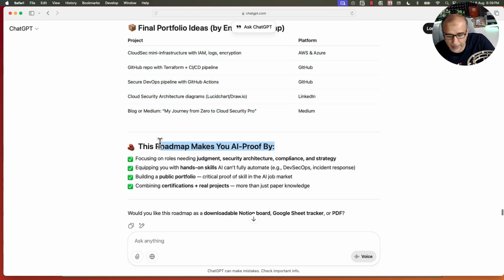And it will make you AI proof. How? By focusing on roles needing judgment: security architecture, compliance, and strategy. The video that I mentioned about AI impact explains very well that if you are at the senior level or on the architect or consultant side, you are safe for the next 7 to 10 years from AI impact, because that requires judgment, a lot of in-person communication, and decision-making, and AI is not mature enough to do this.